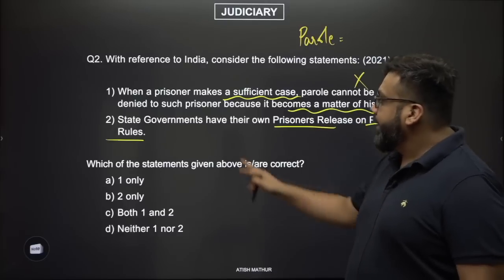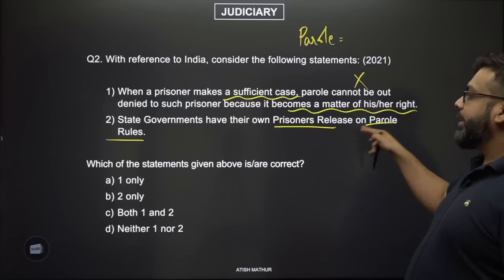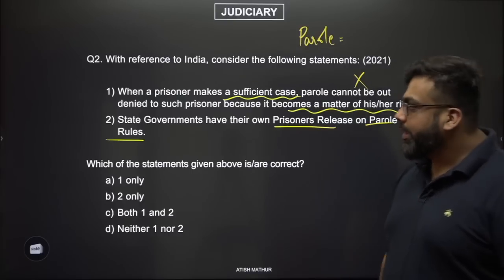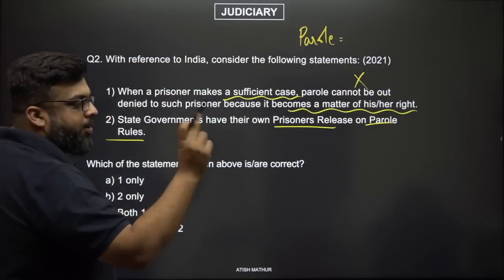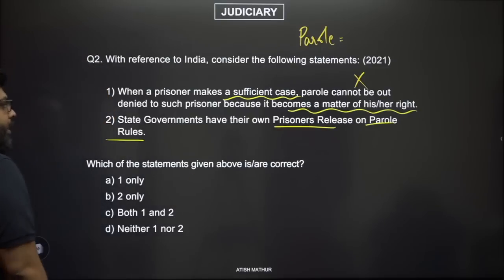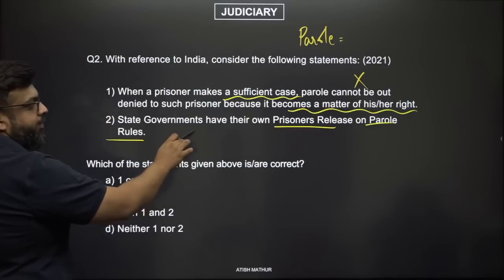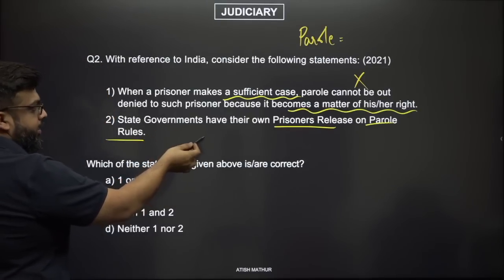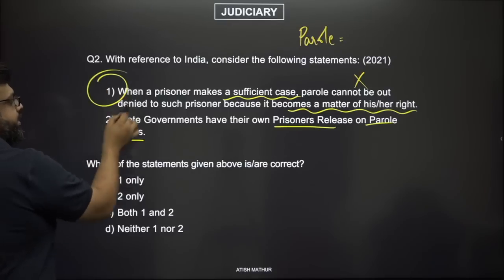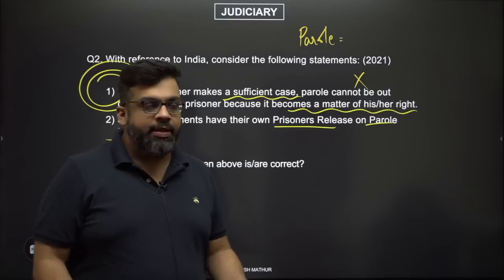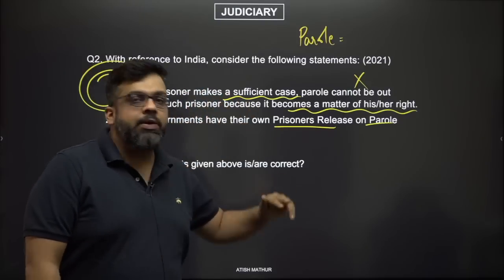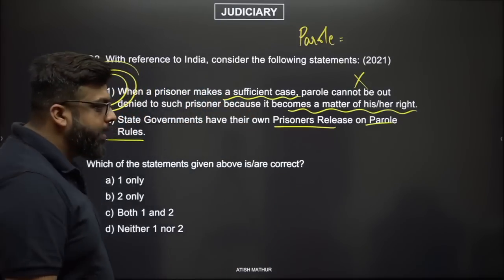Second, state governments have their own prisoner release on parole rules. Now think about it. There is also a degree of contradiction between both of these statements. If state governments have their own prisoner release on parole rules, then you cannot have a universal statement like this making it a national right for every prisoner. So either the first statement can be correct or the second statement can be correct, right?